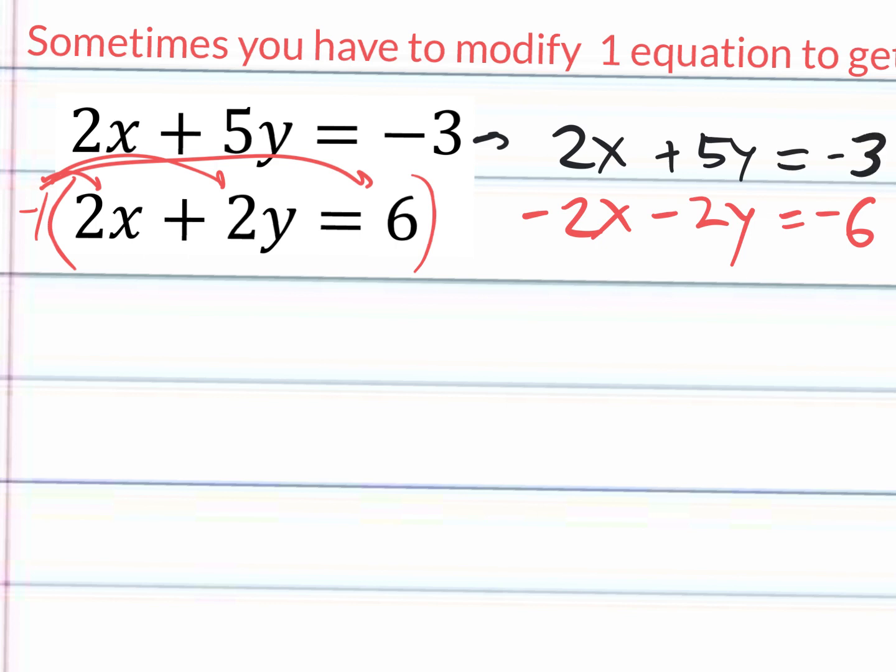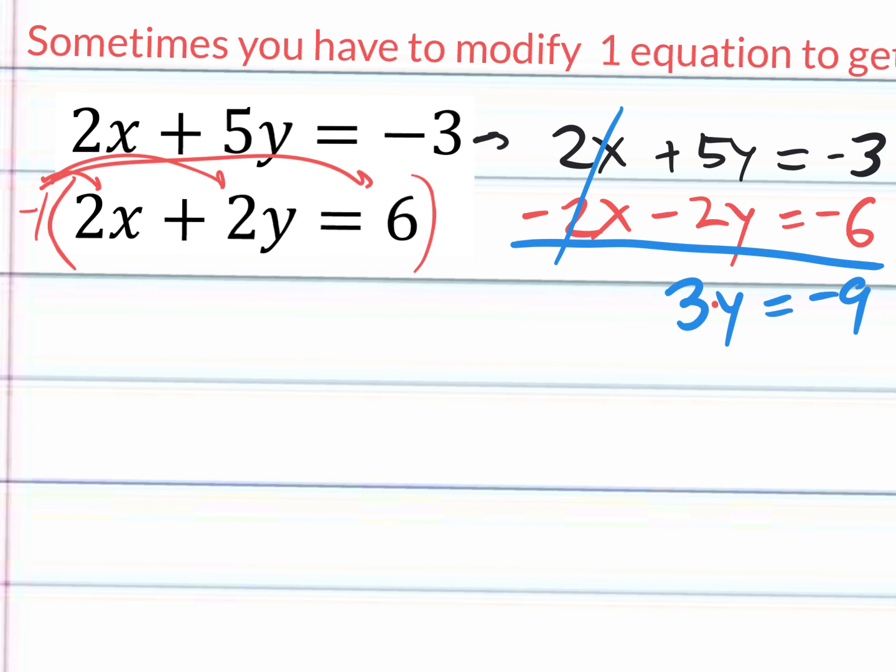And now that we've modified the bottom equation by multiplying by -1, now we will be able to combine the lines and eliminate the x's. 5 take away 2 is 3, and we're talking about y's, equals -3 minus 6. You owe $3, you owe $6, you're going to owe $9. Now, what does that one-step blue equation really say? It says 3 times y equals -9.